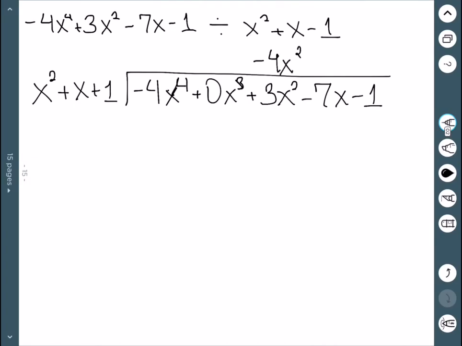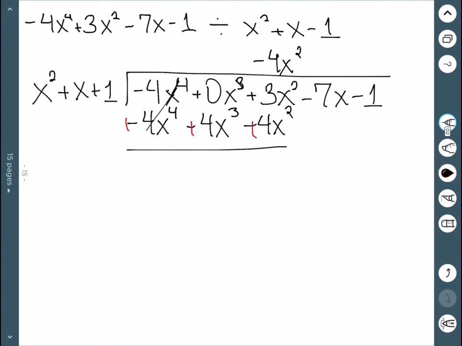Negative 4x squared times x squared is negative 4x to the 4th. Negative 4x squared times x would be negative 4x cubed. And negative 4x squared times 1 is negative 4x squared. We would change the sign all the way through so we could subtract. This would be 4x cubed plus 7x squared, and we would bring down the next term.